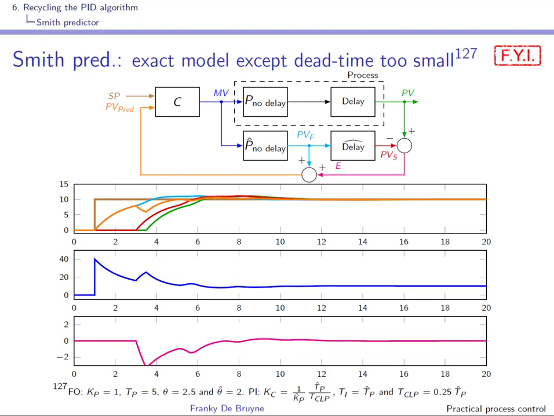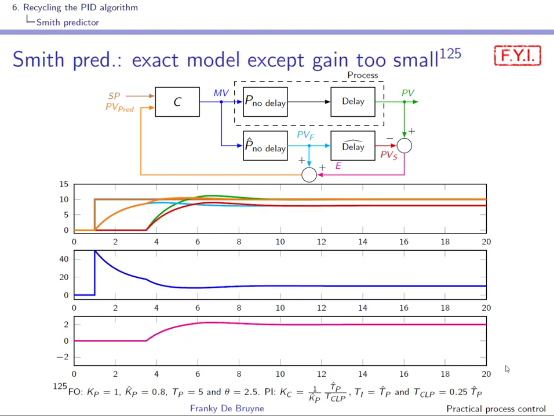I will go only in the details of the first case where the gain is not exact, and I will leave you the other 2 as an exercise. Well, let us have a look at what happens if the gain in the model is chosen too small, 0.8 instead of 1. Well, the first impact is of course on the controller gain, right?